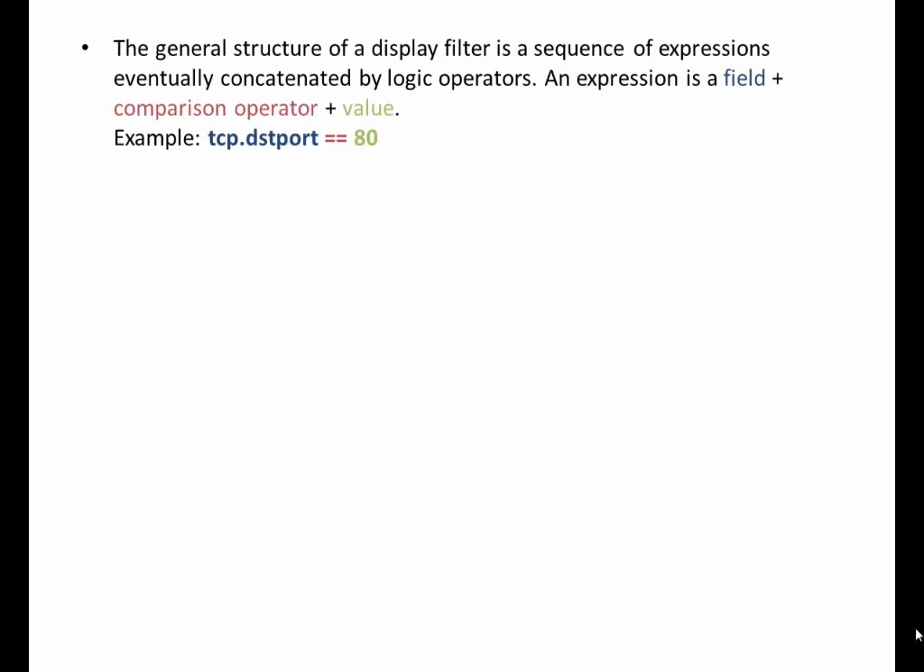So the general structure of a display filter is a sequence of expressions. Eventually you can concatenate the expressions with logical operators. An expression normally is a field plus a comparison operator plus a value, like tcp.dstport == 80. So the TCP destination port is equal to 80.